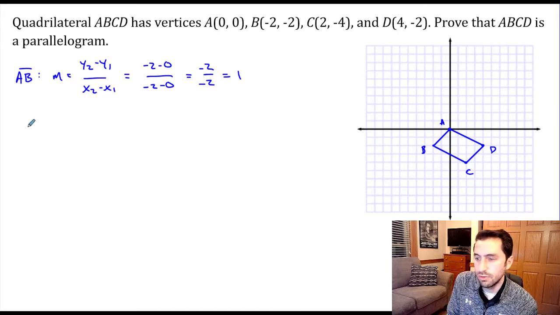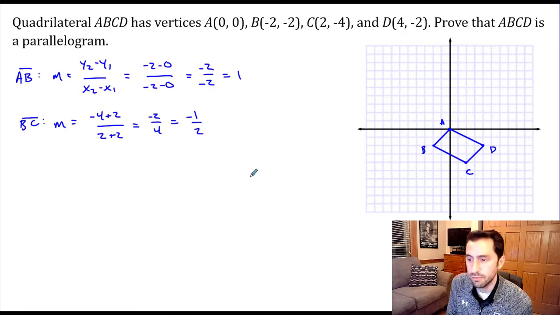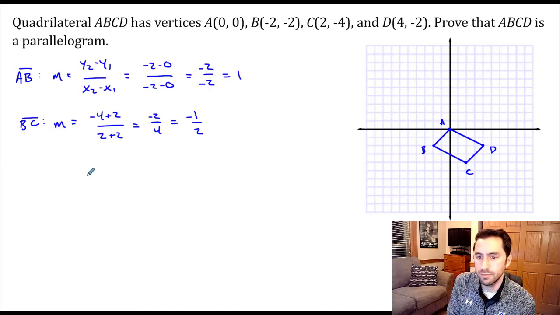Now let's do BC. So going along at the bottom here, our slope, if I subtract the y values, that's going to be -4 minus a -2, so that's going to turn into +2. And then we have 2 minus a -2, so again, that's going to be +2. So we end up with -2 over 4, which simplifies to -1/2. I always want to simplify my slopes because it is going to make it easier to compare them, which is what we want to do.